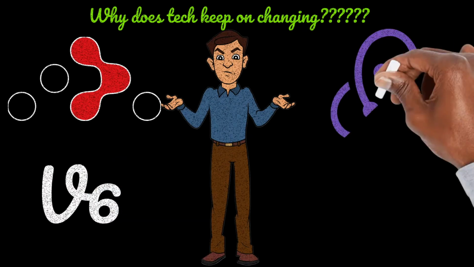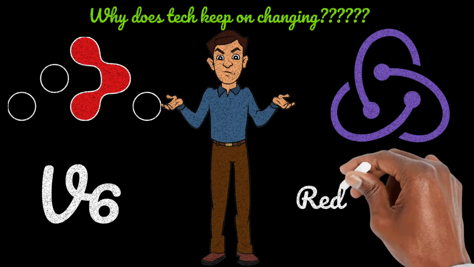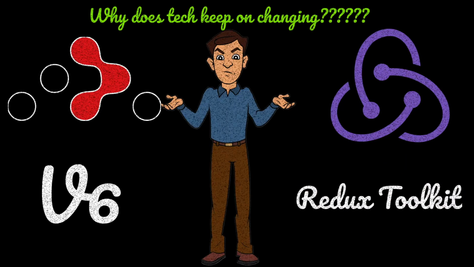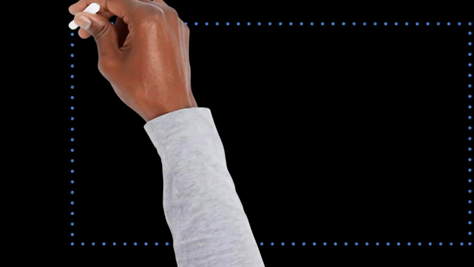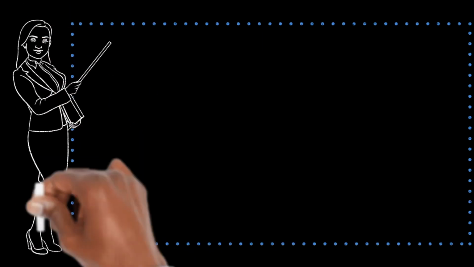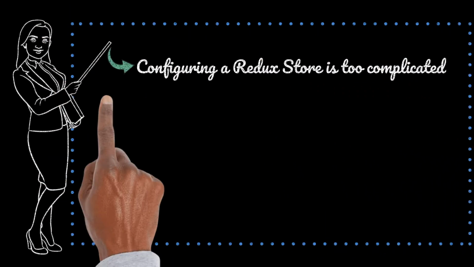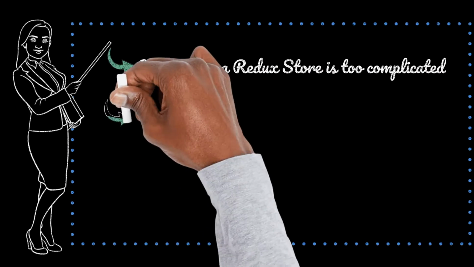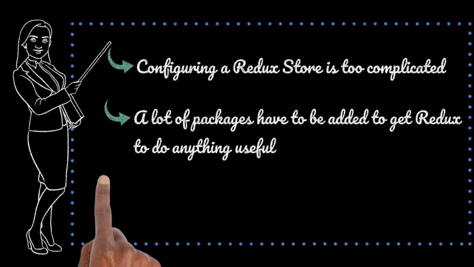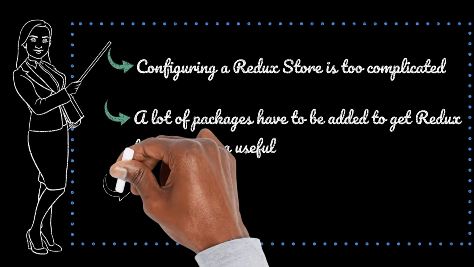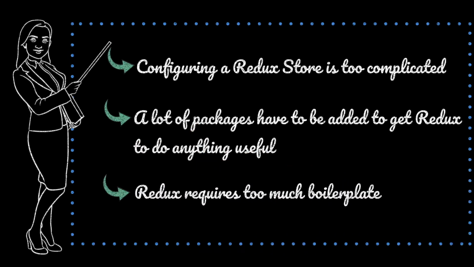As if that is not enough, it's also official from the Redux team that Redux applications should now be set up using Redux Toolkit. Redux Toolkit helps solve these pain points that React Redux developers have had. 1. Configuring a Redux store is too complicated. 2. A lot of packages have to be added to get Redux to do anything useful. 3. Redux requires too much boilerplate.